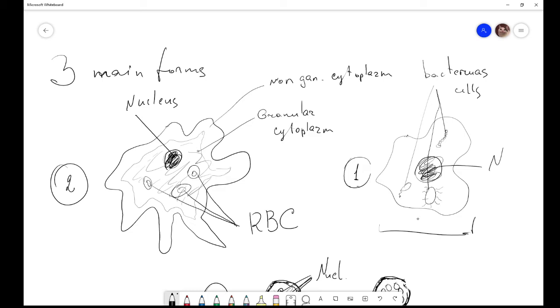lives like a commensal, and this organism eats bacterial cells. When this parasite is in this form, the non-pathogenic form, it doesn't cause amoebiasis.